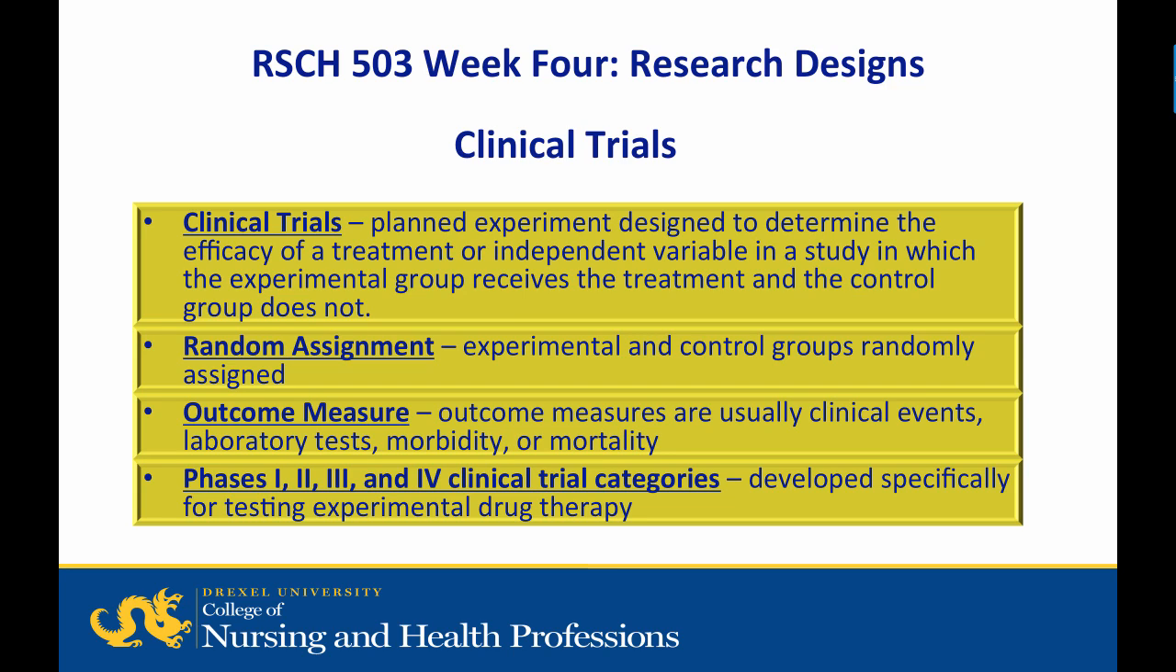Clinical trials research is defined as planned experiments designed to determine the efficacy of a treatment or independent variable in a study in which the experimental group receives the treatment and the control group does not. In such research, subjects in experimental and control groups are randomly assigned after it is determined that they meet inclusion criteria. The outcome measures in clinical trials are usually clinical events, laboratory test data, morbidity, or mortality. Phases 1 through 4 clinical trial categories have been developed specifically for testing experimental drug therapy.